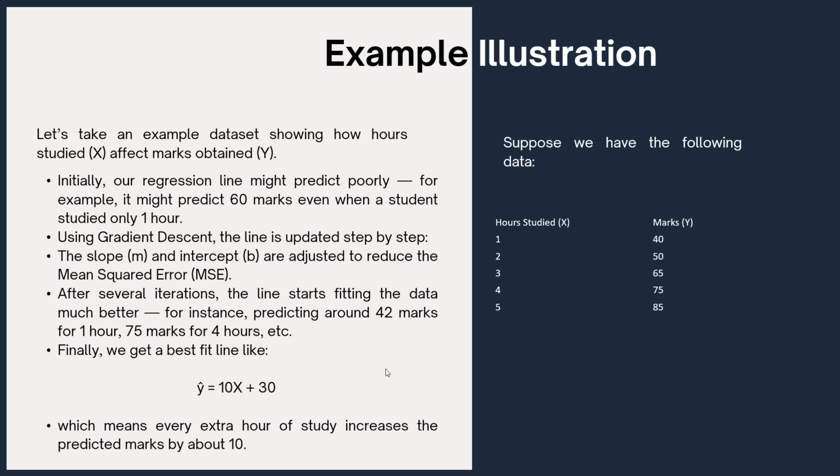After several iterations, the line starts fitting the data much better. For instance, it predicts around 42 marks for 1 hour, 75 marks for 4 hours, etc. This shows how gradient descent improves model accuracy step by step.